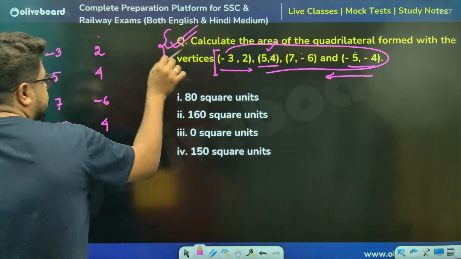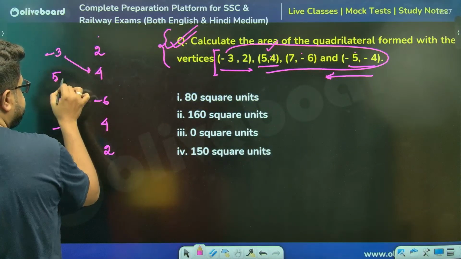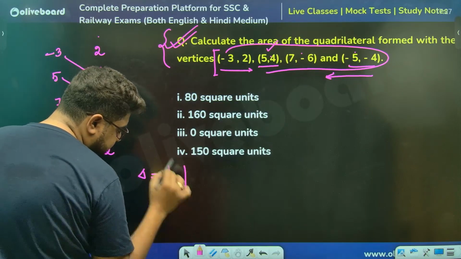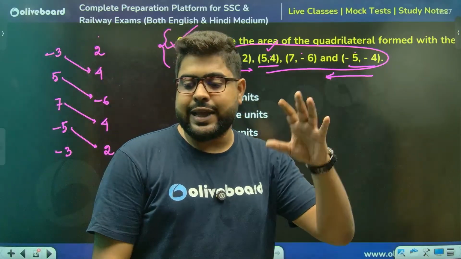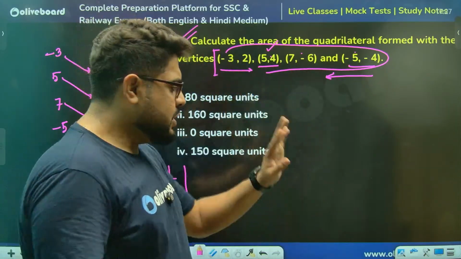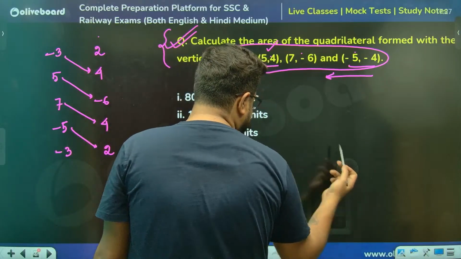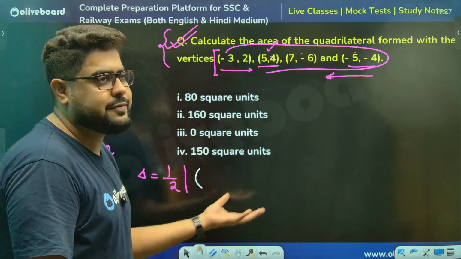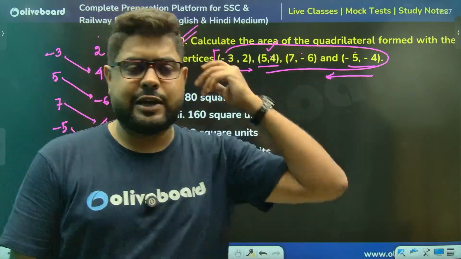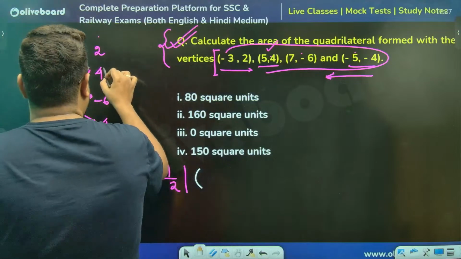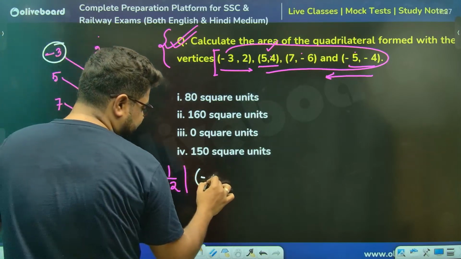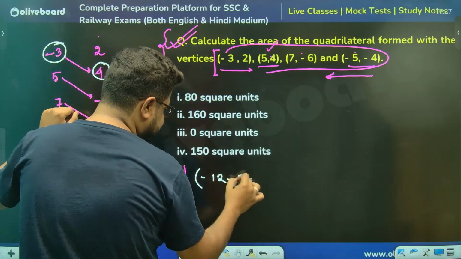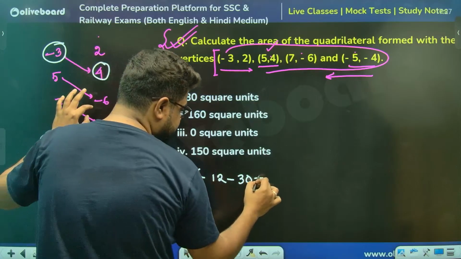Now, the area of any polygon you can figure out like this. Area will be half modulus. Now, why modulus? So that the area doesn't become negative. That's the only reason, so don't get scared by seeing modulus. It is just to make sure my area is positive, because otherwise, if I get a negative area, then Kauravas will win Mahabharat. Okay? So 4 into -3, -12. Then 5 into -6, -30. 7 into 4, sir, +28.